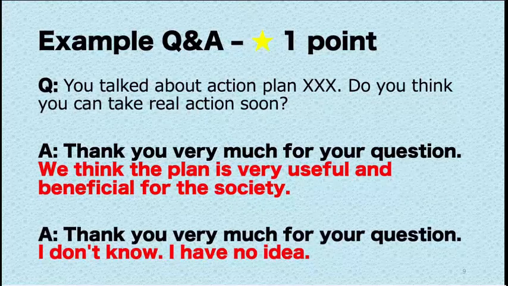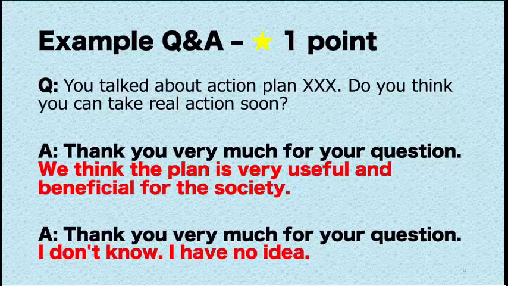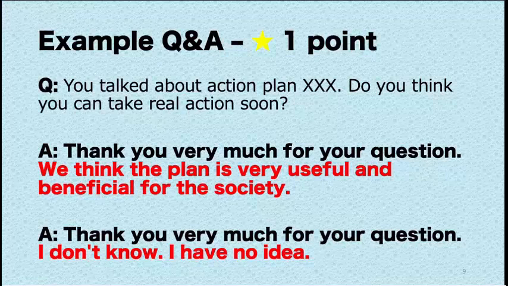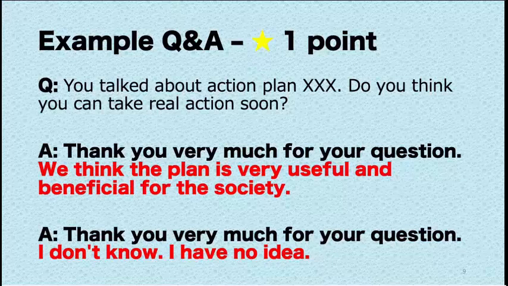These examples are score 1. The first example is, thank you very much for your question. We think the plan is very useful and beneficial for the society. Actually, it doesn't answer the question. The question is, do you think you can take real action soon? But this answer doesn't reply to the question. And next example, I don't know, I have no idea. It doesn't answer anything. So for these answers, the score will be 1.